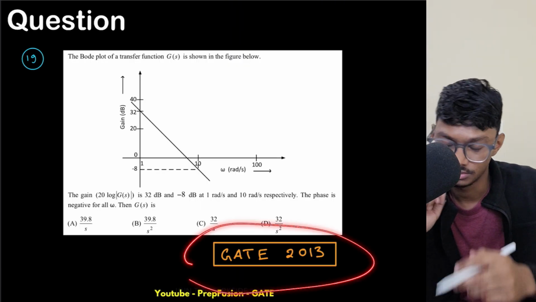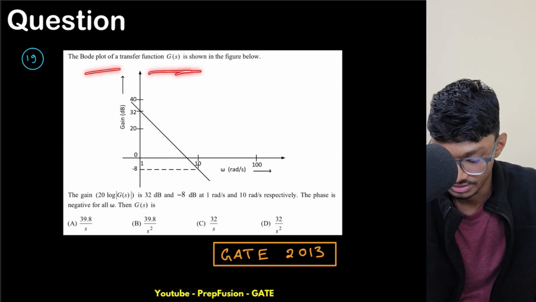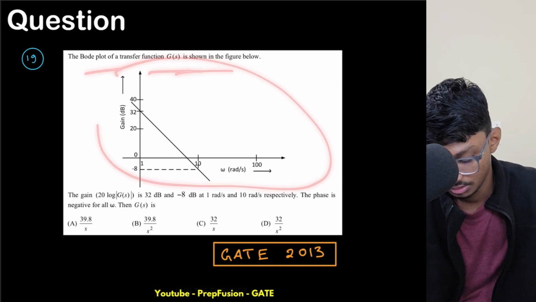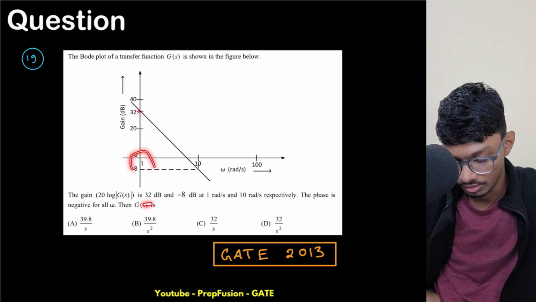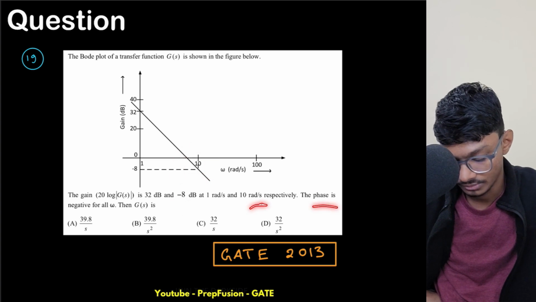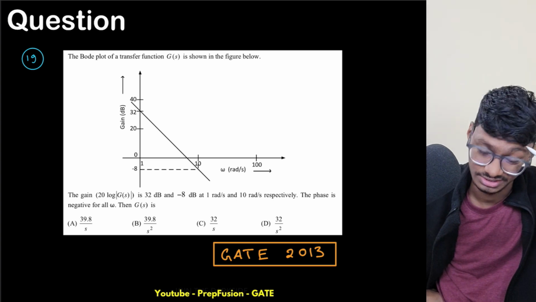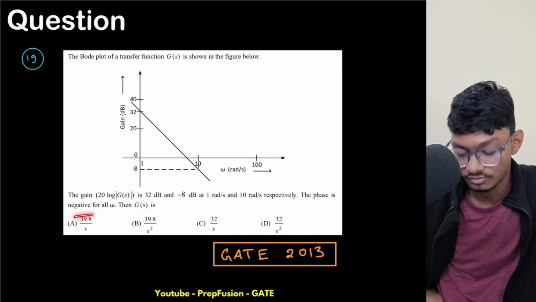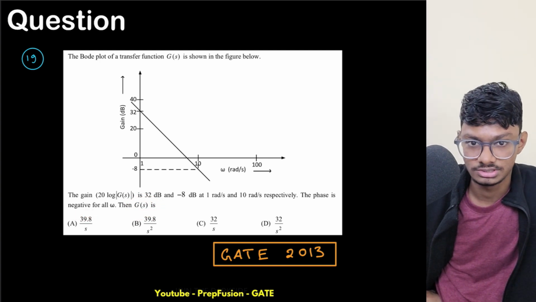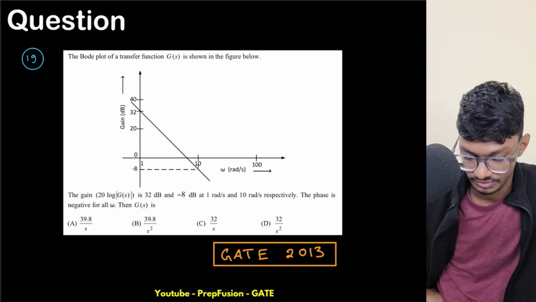So this is a GATE 2013 question, and here we have to find the transfer function g of s whose Bode plot is shown. The gain is 30 dB at omega equals 1 and minus 8 dB at omega equals 10 radian per second. The phase is negative for all omega, so it is a minimum phase system only. The phase is negative for all omega, meaning there isn't any zero. Then we have to find the g of s. What is my g of s?